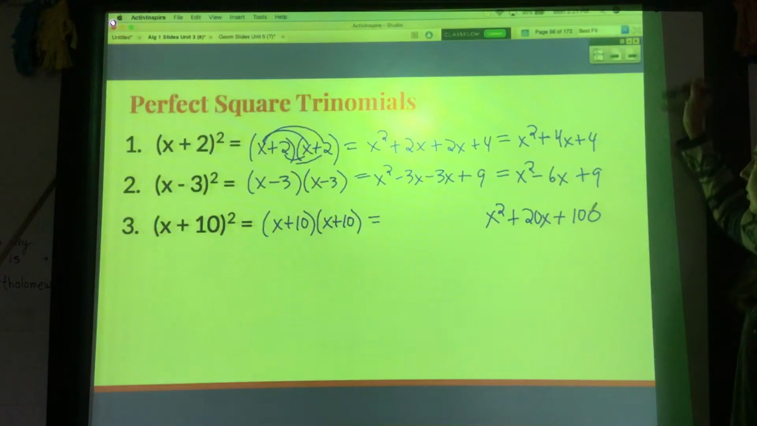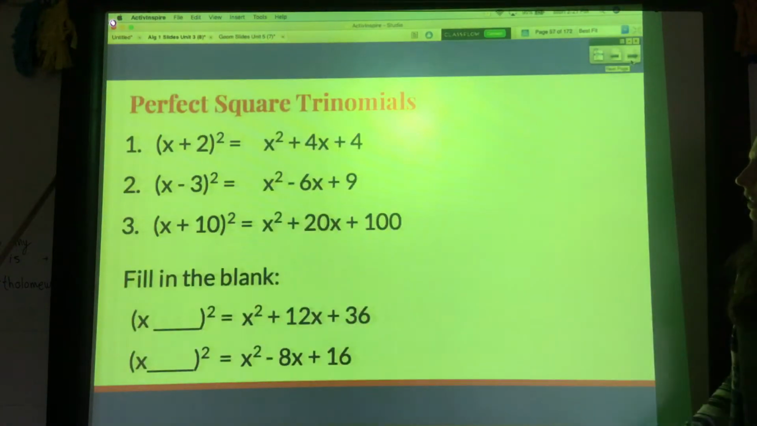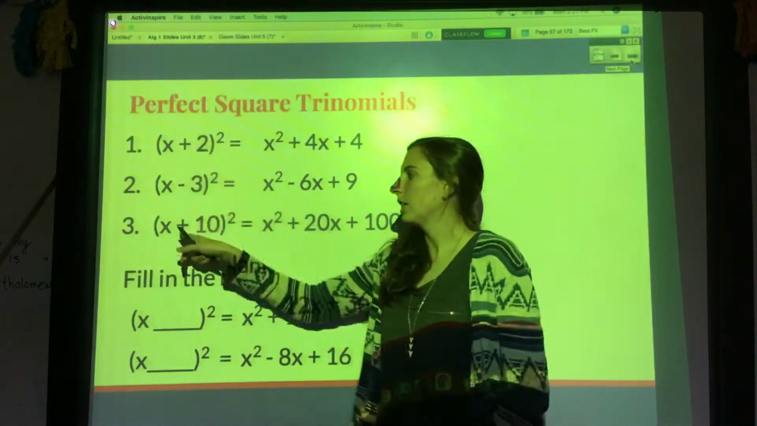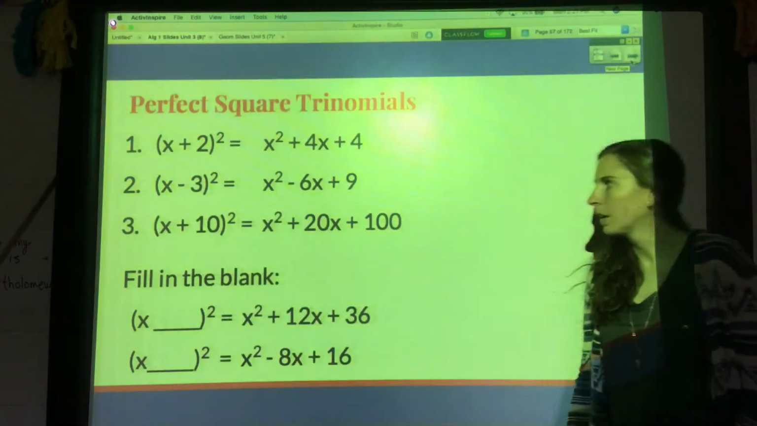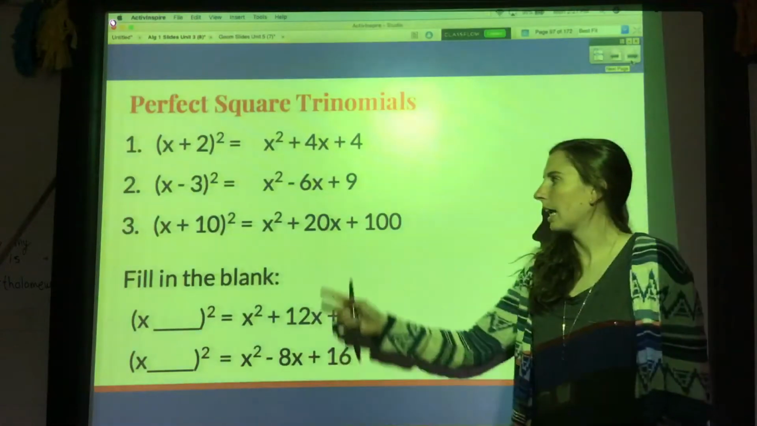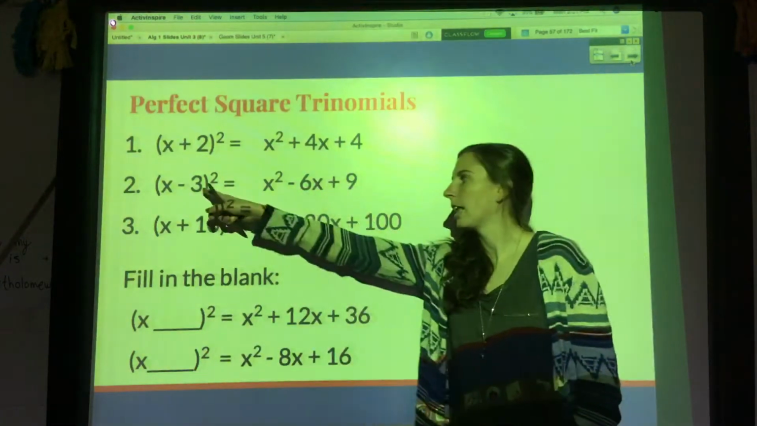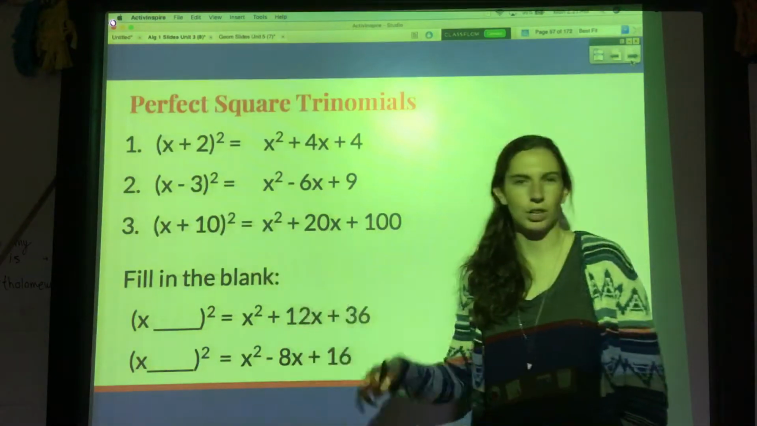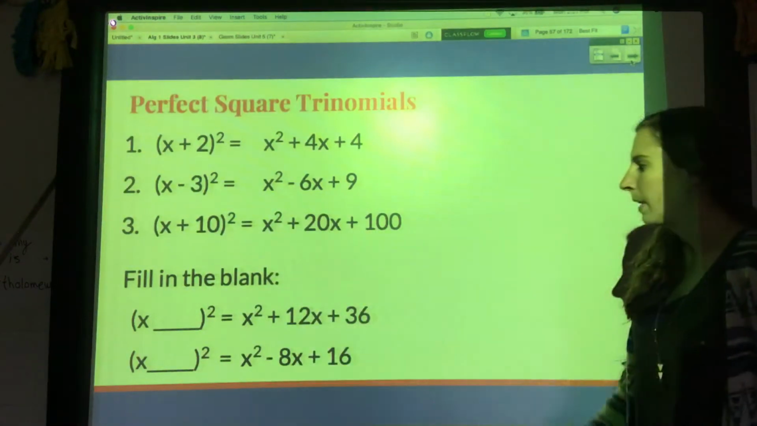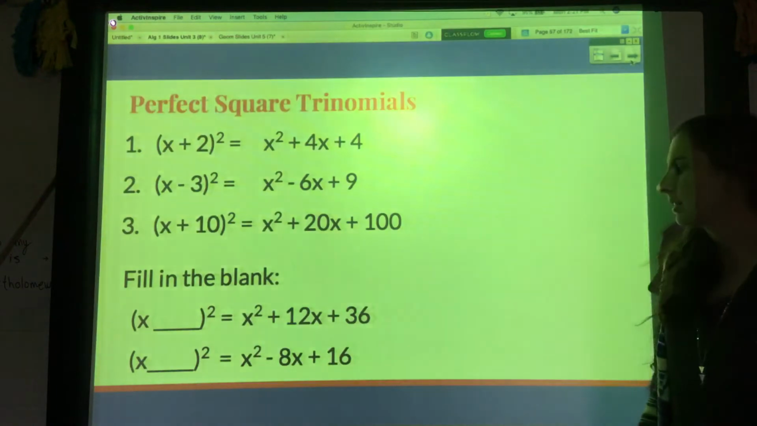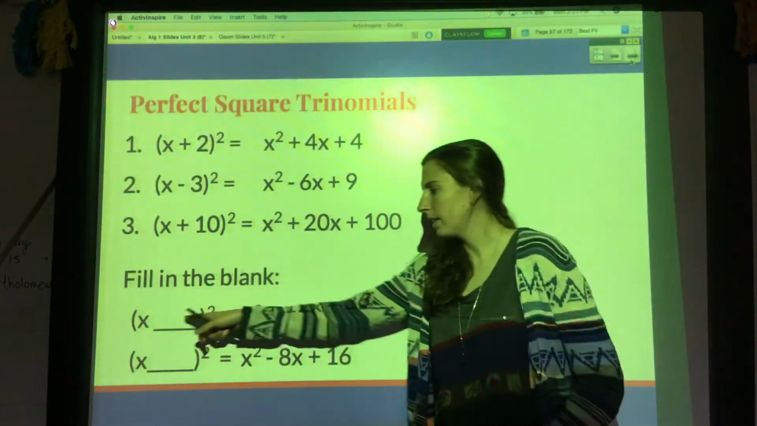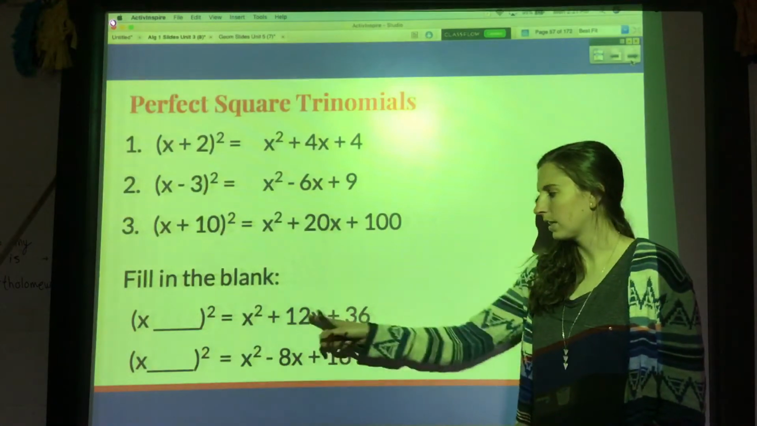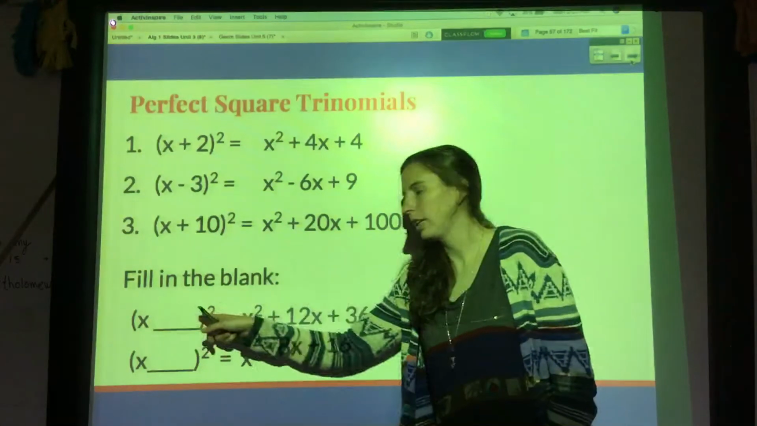Alright, so let's see if you can draw some conclusions here. Take a look at the expanded version versus the original. What do you notice between 9 and 6 and that 3? Or between 20 and 100 versus that 10? Sorry, my board's spacing out. And then see if you can use that same pattern to fill in this blank. 36 and 12, what do you think would go here?